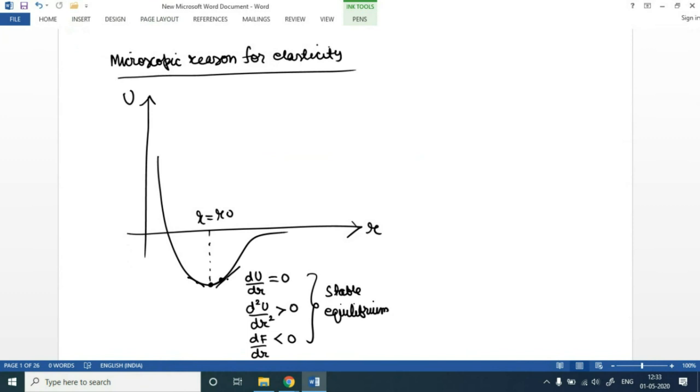And you should also observe the non-symmetrical nature of this graph. For example, if we separate the molecules, the material will behave differently under elongative stress than if it is under compressive stress. But if the displacement or change is small, near this point you can realize the symmetric nature of this graph. But if the deformation is large, it behaves unsymmetrically. Okay, so this was the microscopic reason for elasticity.